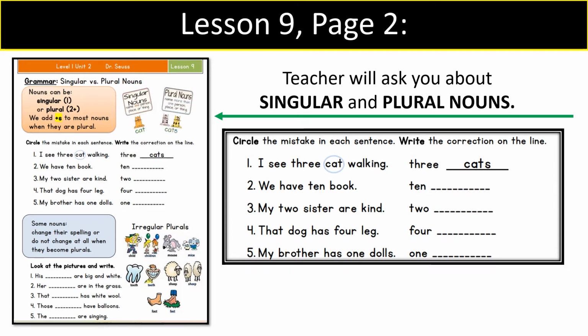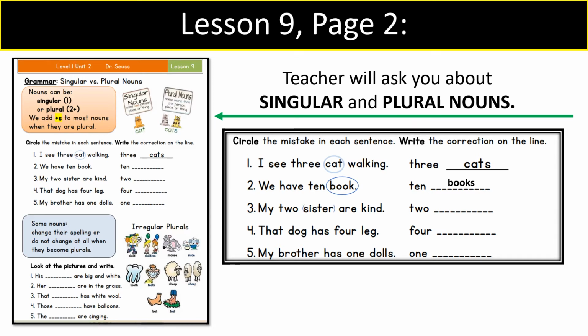not correct. Number 1 says, I see 3 cats walking. 1 cat, 2, 3 cats. So there is a mistake. It's not 3 cat, it's 3 cats. Now look at number 2. We have 10 book. Whoa, book is wrong because 10. So we must have S at the end of books. 10 books. Number 3, my 2 sisters are kind.